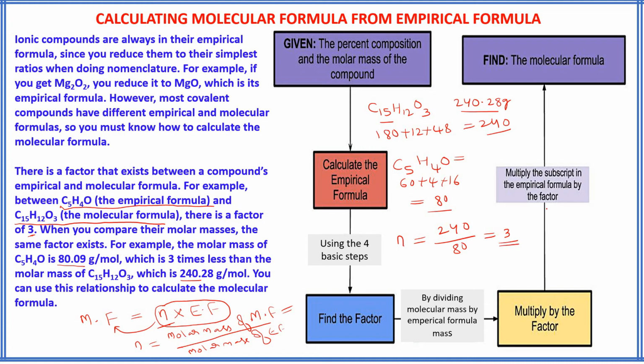Now if they give C15H12O3 as the molecular formula, how do we calculate the empirical formula? Divide by 3. 3 ones are 3, 3 fours are 12, 3 fives are 15. How much do we get? C5H4O, isn't it? This is about calculating the molecular formula.